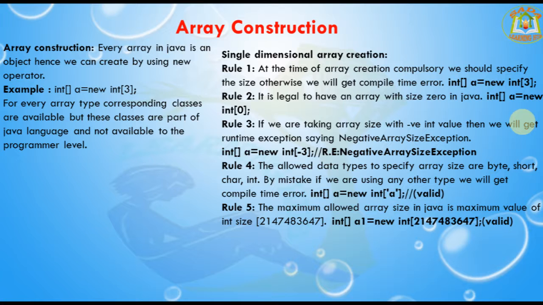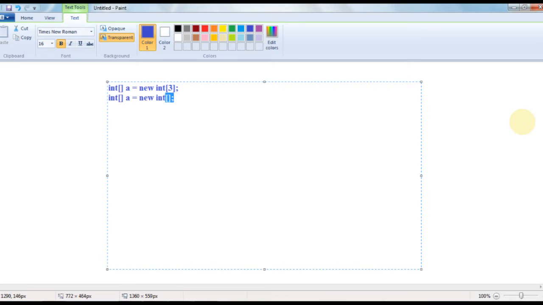And rule number 2. It is legal to have an array with size 0 in Java. Now we can declare an array like this. It is also possible to declare an array with size 0. Next, rule number 3.